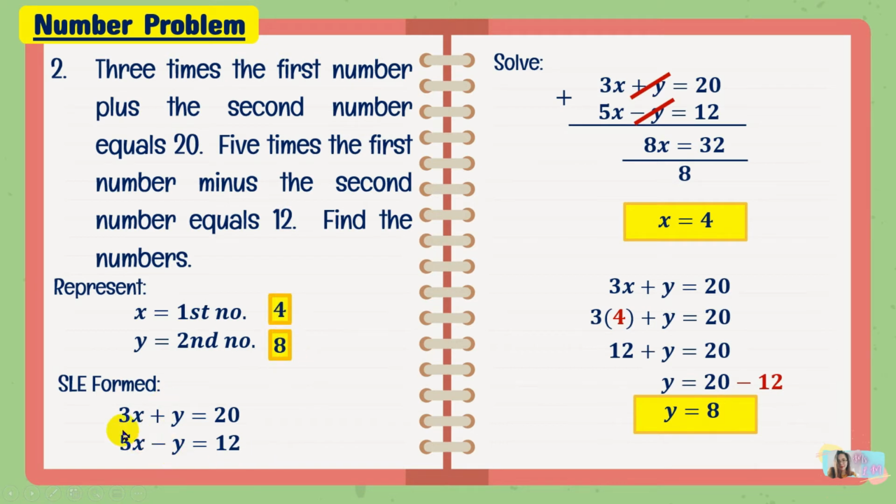Kapag isinubstitute natin sila dito sa ating system of linear equations, pareho pong masasatisfy yung ating equations. So, 3 times 4, that's 12, plus 8 equals 20. Yes, correct po. 5 times 4 is 20, minus 8, that is 12. Correct din po. So, nasatisfy po nung 4 and 8 yung ating parehong system of linear equations. And that's for our second number problem.